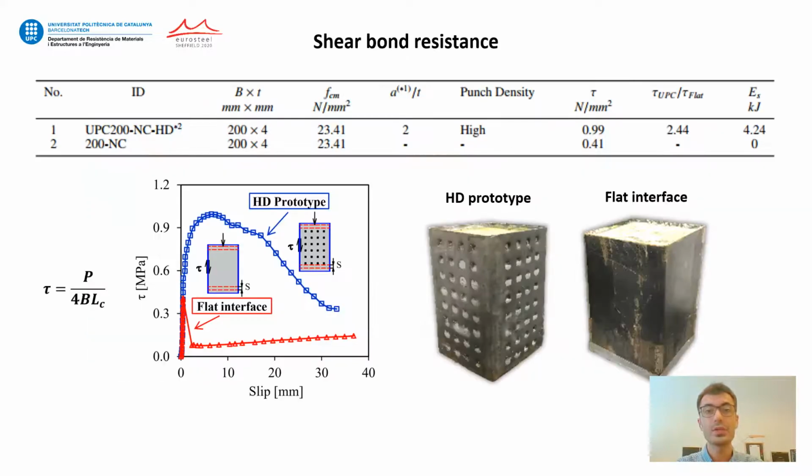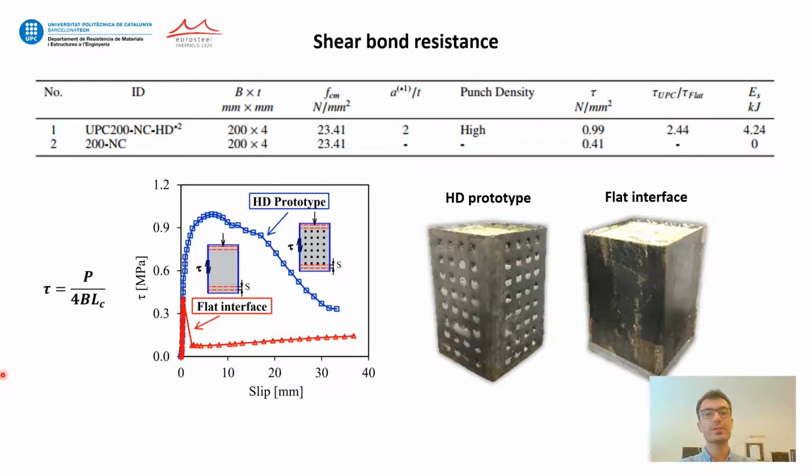This allows excluding the vertical deformation of the steel tube from the slip measurements. This figure shows the bond slip curves. The shear bond resistance is enhanced using the UPC CFST technology. It provided the shear bond resistance of 0.99 megapascals, which is 2.44 times greater than the flat interface.